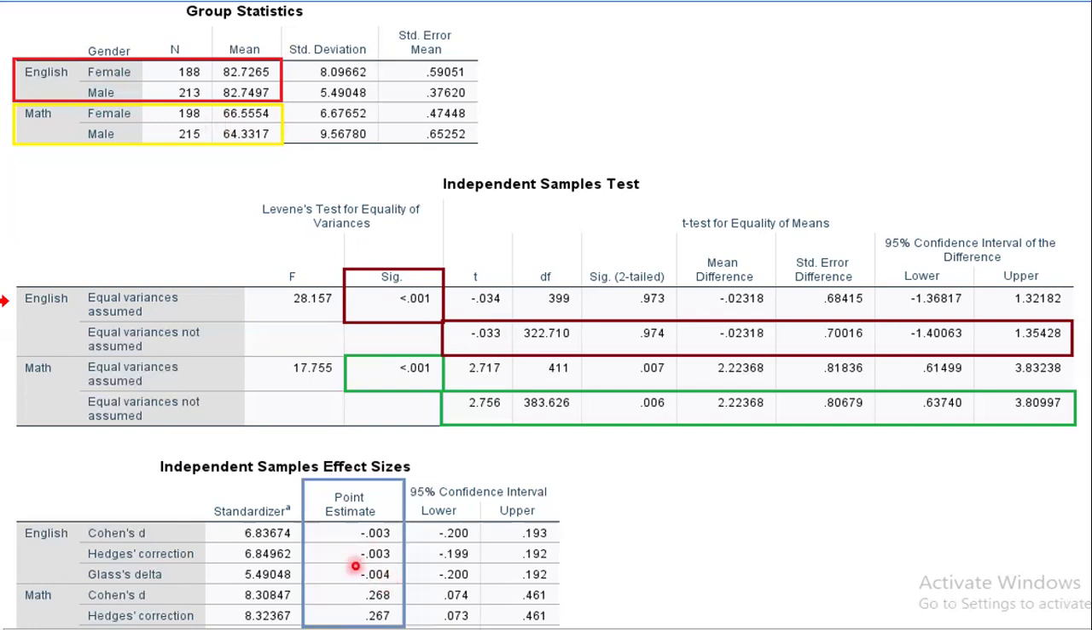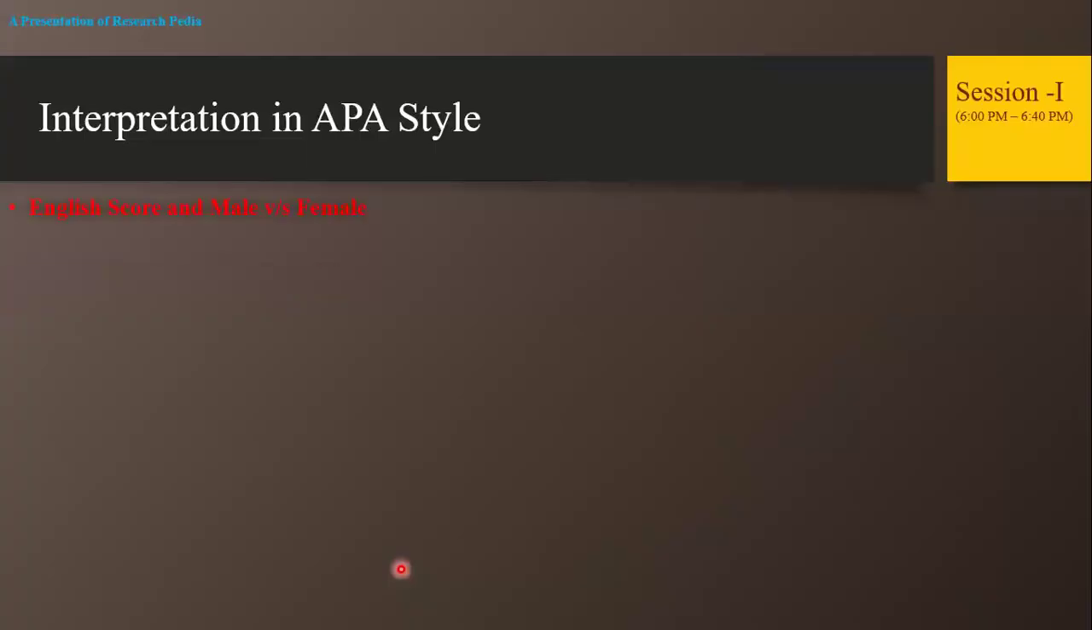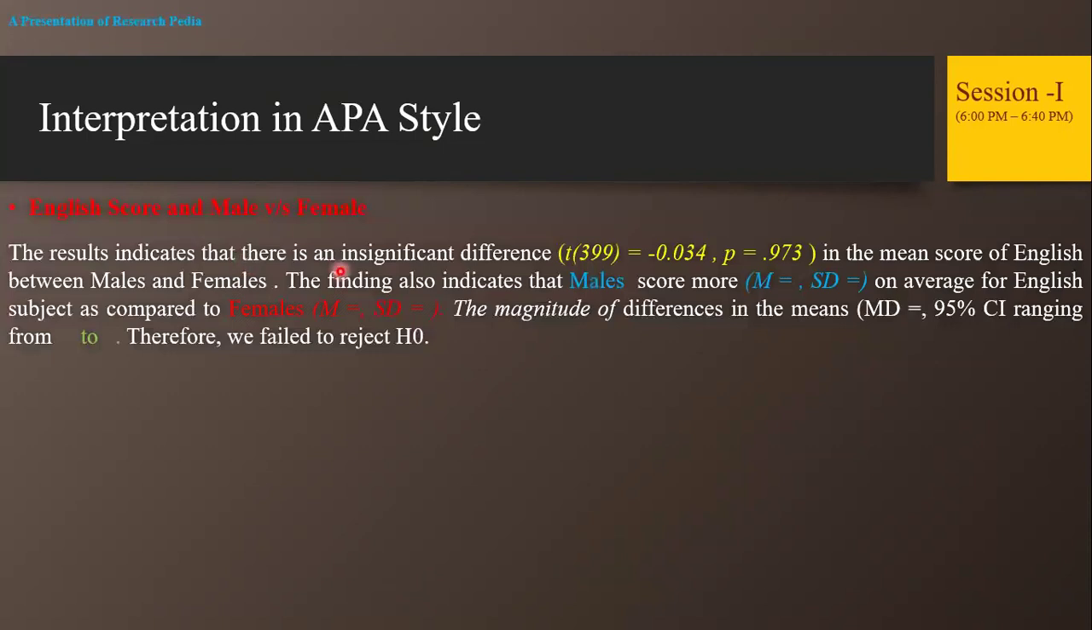So these are indicating very small effects, because these are less than 0.20. In case of mathematics, they are showing a small to medium effect like 0.268, but in case of English, it is showing almost no effect. So this is the way we can interpret, like in the previous example we have interpreted. So you can interpret this table also in your own words. So this is the APA style of interpretation. The result indicates that there is an insignificant difference with the value of this and this in the mean score of English between male and female.